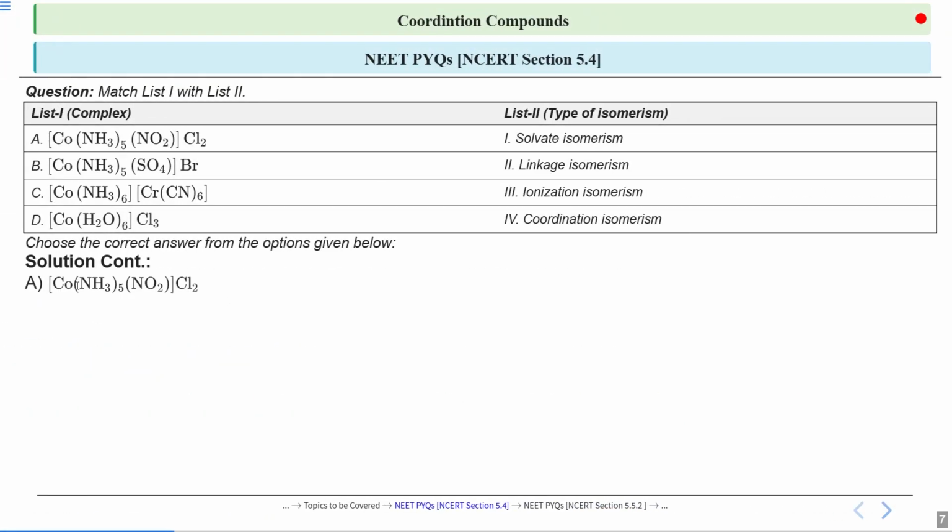The first complex we have been given is cobalt ammonia whole 5 NO2 Cl2, right? Here, if you see, we have the NO2 ligand that can bond through either the nitrogen or the oxygen, right? So this complex has cobalt as the central metal, ammonia and NO2 as ligands, and Cl2, which is present outside of the square bracket, is actually a counter ion, right?